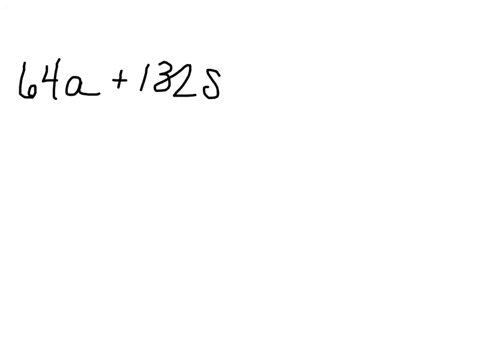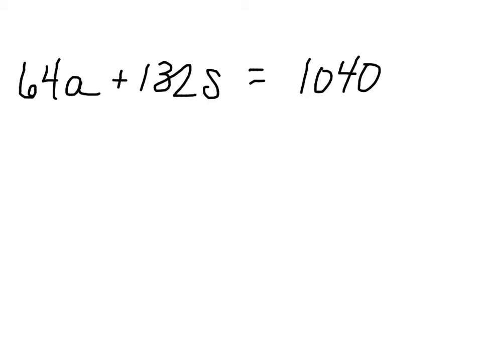So it says that there are 64 adult tickets and 132 student tickets. And it should equal $1,040. So if I know the price of an adult ticket, and if I know the price of a student ticket, that's saying I would take 64 times how much an adult ticket is, plus 132 times how much a student ticket is, and it should equal how much money I had made, 1,040.